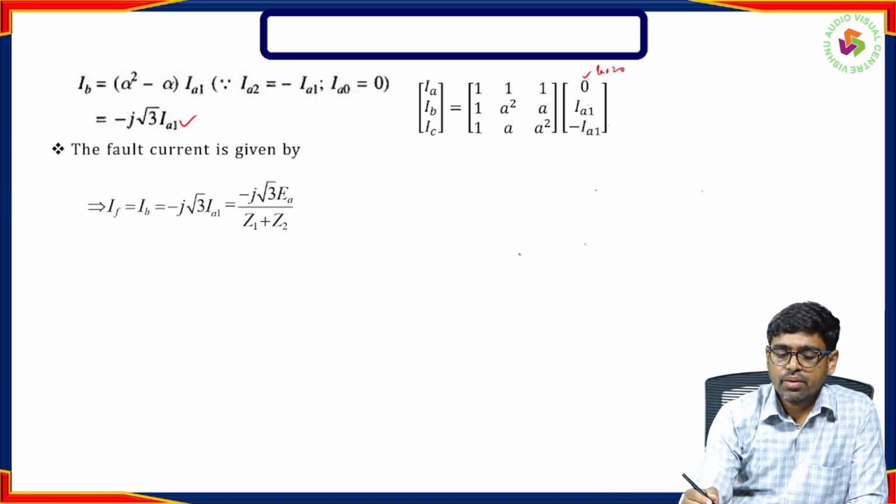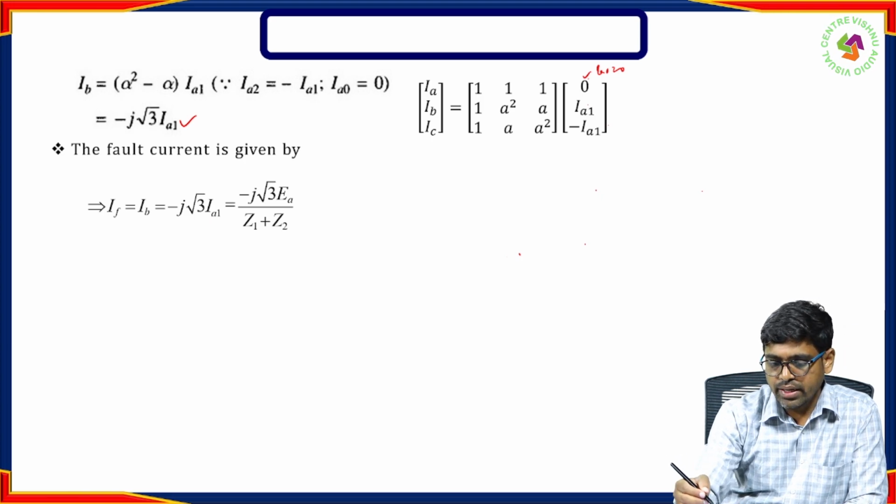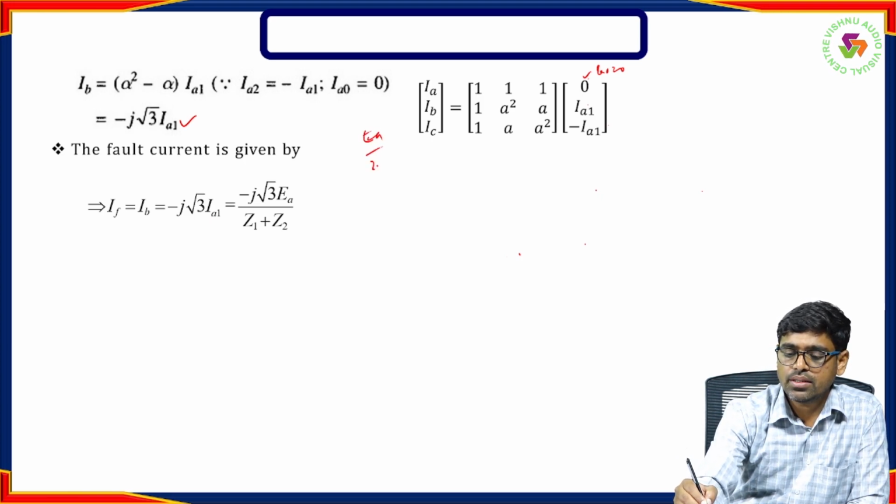The fault current is given by, since the fault occurred in B phase, IF equals IB, that is minus j root 3 into IA1, and we know that IA1 is nothing but EA divided by Z1 plus Z2.